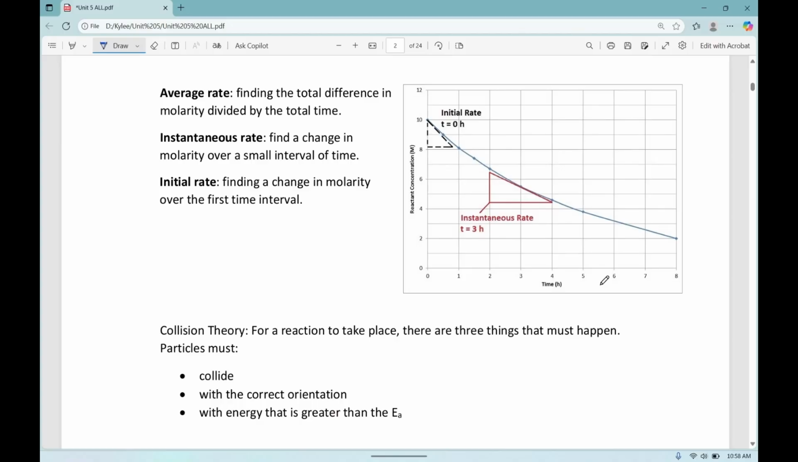And if you've had some physics, this should sound familiar to you. Usually, when we talk about rates, the average rate is what is being described. And so the average rate would be the rate over the entire time unit. So in this graph, I started at 10 and went down to 2. So that would be a change of 8 over 8 hours. And so that's going to be the average rate.